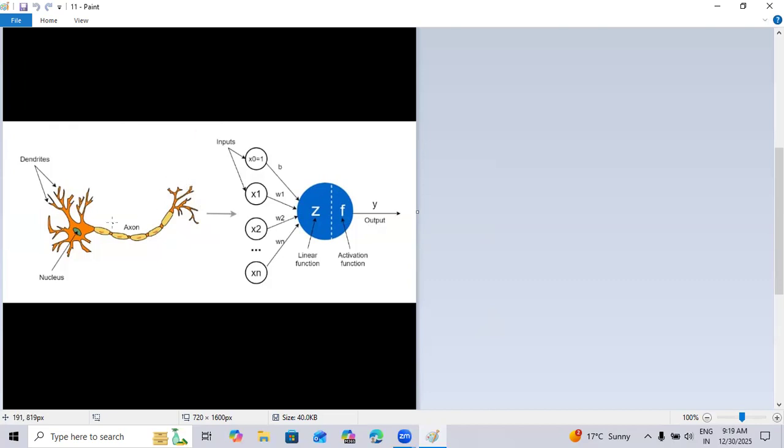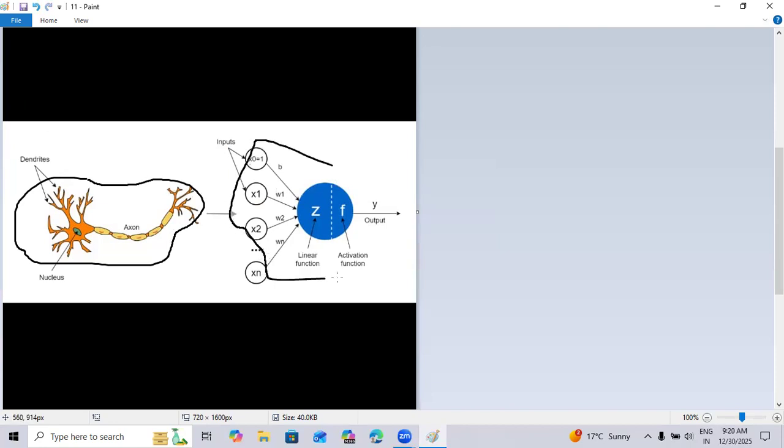This is how a neuron is implemented in neural networks, inspired by our brain. Just look at the picture and understand. Similarly, an artificial neural network is made up of artificial neurons. So let's first understand the single neuron. This is the neuron, and this is the artificial neural network implemented based on the human brain.